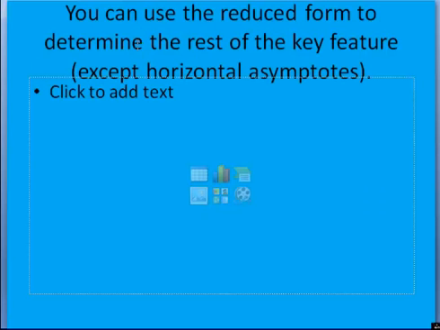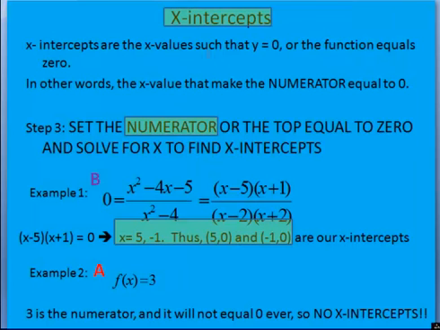So now what you can do is use that reduced form to determine the rest of the key features. You've gotten rid of this hole in the calculations. We need to reduce our original rational function, and then we'll just be working with that simplified form and recognize that there was that little hole there. So holes, that was the first step.